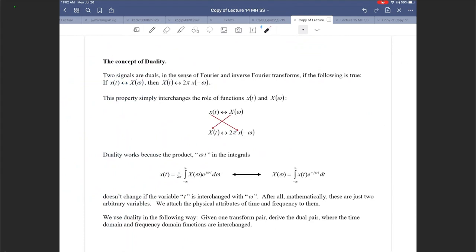Now the next property is very interesting, because you can go to several different Fourier transform pairs with this. There are some math tricks that allow the concept of duality to exist in the Fourier transform. So we'll look at this by starting off with two signals. Two signals are considered to be dual of each other in the sense of the Fourier transform and the inverse Fourier transform, if the following is true.